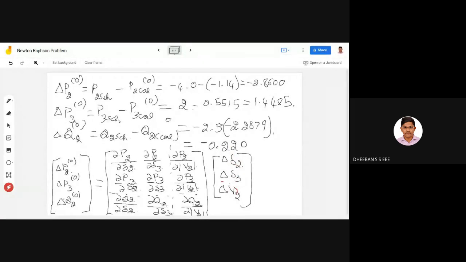After finding this matrix, del P2 by del V2 and so on, there will be a single step. After that, your iteration 1 ends. So you just find this matrix, take the inverse, and then put these values in this matrix. Tell me the value on Monday. You just move up to the first iteration alone, and the second and third iteration, if time permits, we will go through at the end. After this, I will move to the last topic, the fast decoupled method.